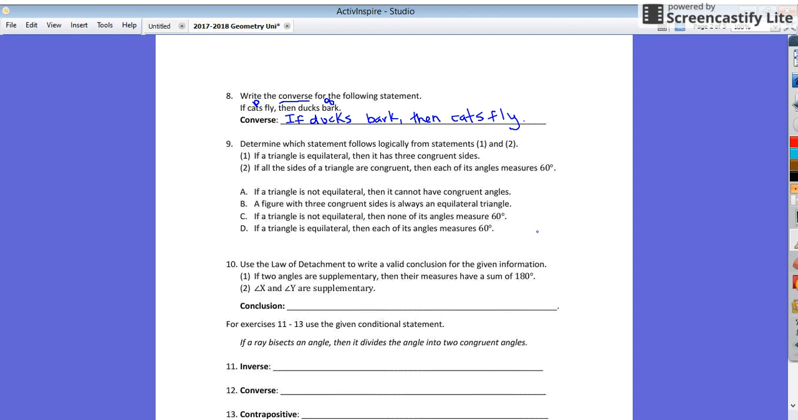Number 9 says determine which statement follows logically from statements 1 and 2. Number 1 says if a triangle is equilateral, that's our P, then it has 3 congruent sides, that's our Q. If all the sides of a triangle are congruent, that's Q again, then each of its angles measures 60 degrees. That's our R. So remember that our law of syllogism says if P then Q, then Q then R, then P then R is also true. So if a triangle is equilateral, then each of its angles measures 60 degrees. So D is your correct answer.